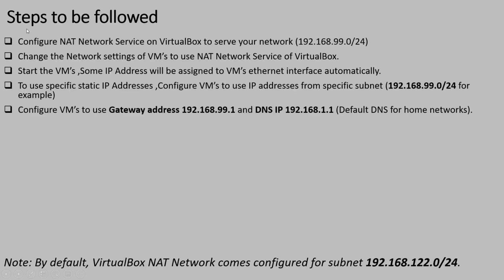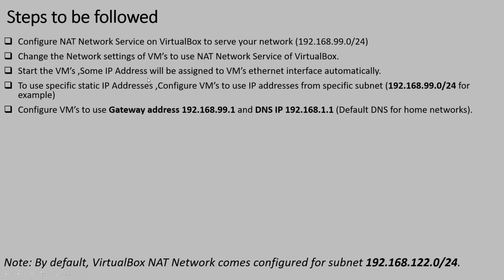Here we have the steps we need to follow to configure this routing. First of all, we'll configure the NAT network service on VirtualBox to serve our network. I'm using this subnet as an example. Then next, we need to go to each VM and change the network settings of the VM to use the NAT network we created in the first step. Then next, we'll power on the VMs. As already said, IP addresses will be assigned to all the VMs automatically, and VMs will be able to communicate to the internet and with each other, of course.